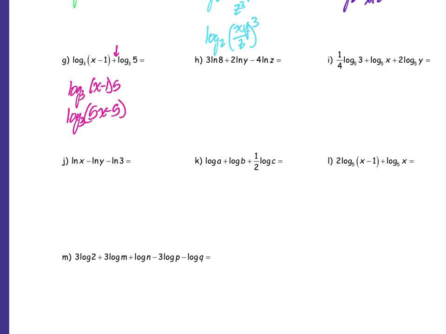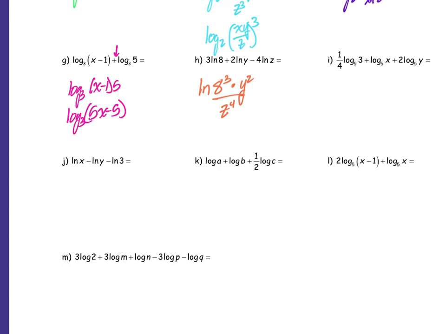Okay, and then let's see, what do we have on the H? I have the natural log of 8 to the third times y squared divided by z to the 4th. Okay.